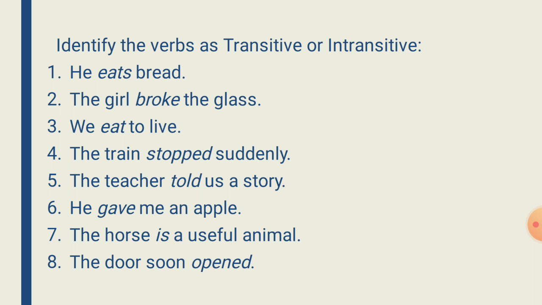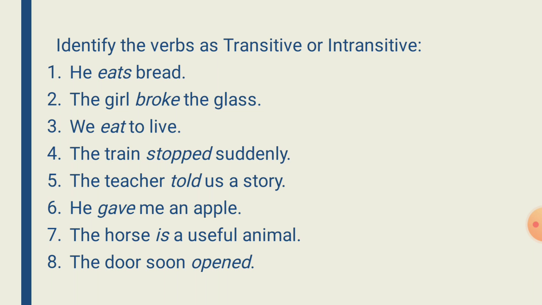The girl broke the glass. What did she break? We eat to live. What do we eat? We are not getting an answer for this. The train stopped suddenly. What did the train stop? No answer is given after the verb. The teacher told us a story. What did the teacher tell? A story. He gave me an apple. What did he give? An apple.